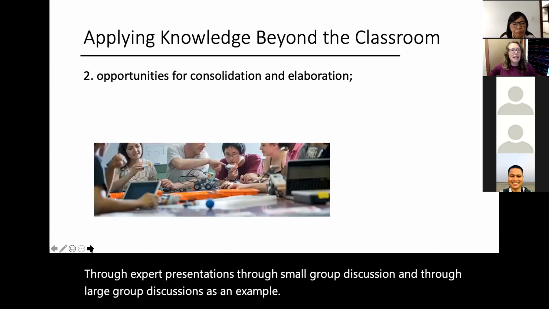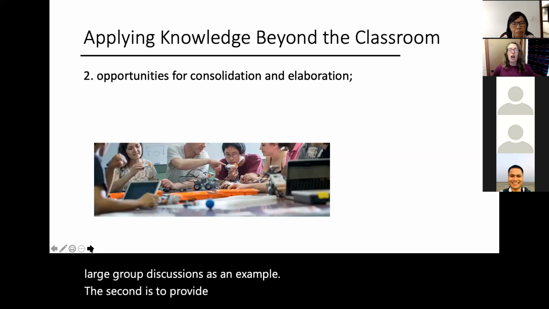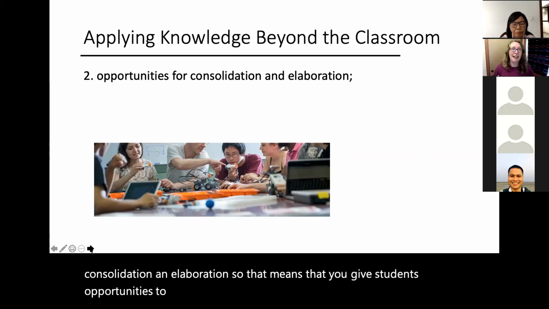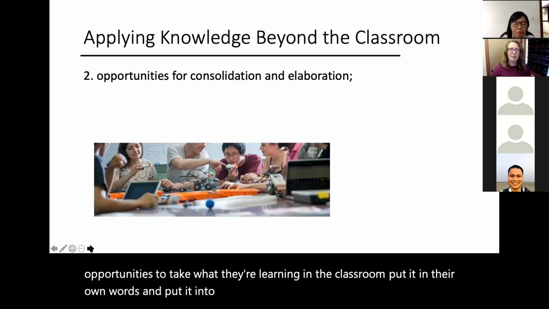The second is to provide opportunities for consolidation and elaboration. That means that you give students opportunities to take what they're learning in the classroom, put it in their own words, and put it into a new context. A case study is a great way to do this.